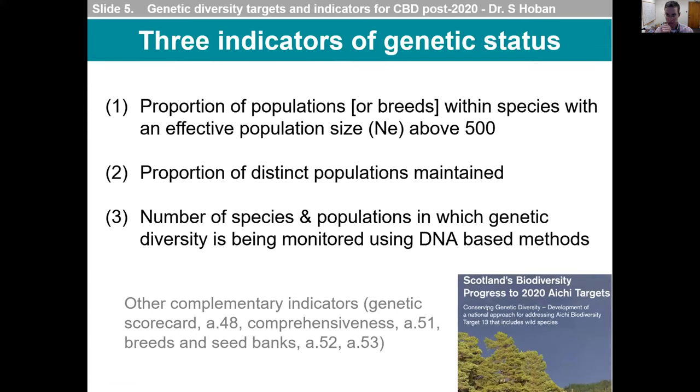This has led to the development of three genetic diversity indicators: the proportion of populations or breeds within species with effective size above 500, the proportion of distinct populations maintained, that is not lost, and the number of species and populations where genetic diversity is monitored using DNA methods. There are important other complementary indicators, such as the genetic scorecard developed by Scotland, which are very useful as well, but we won't have time to speak about them today.